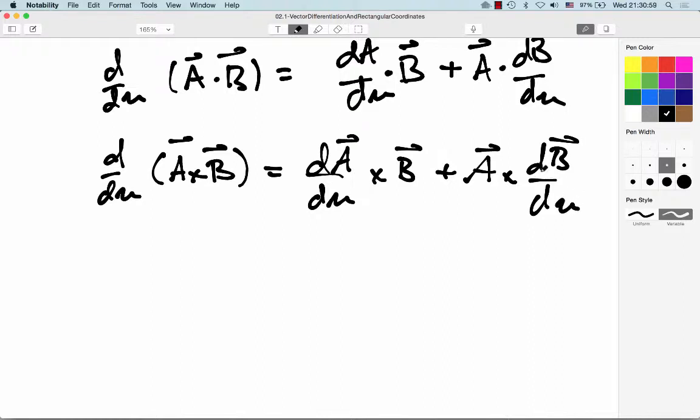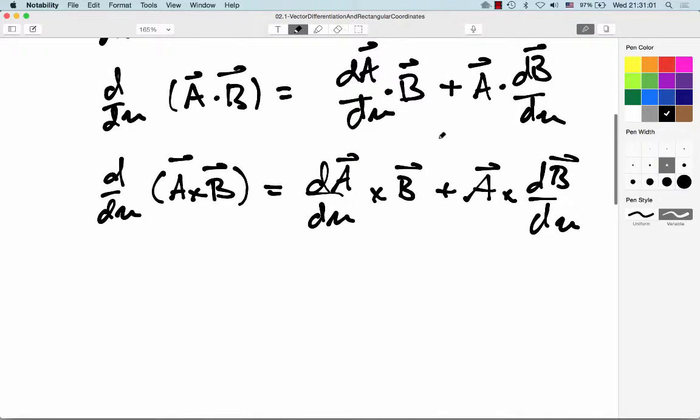But I mentioned this here because the order of things matters here. We can't just willy-nilly flip the order of the cross product. We do have to do the derivative, and then we have to do the cross product, things like that. So just be a little careful there. Remember, you can't interchange the order of the cross product because the cross product anti-commutes. That would give you a negative value.